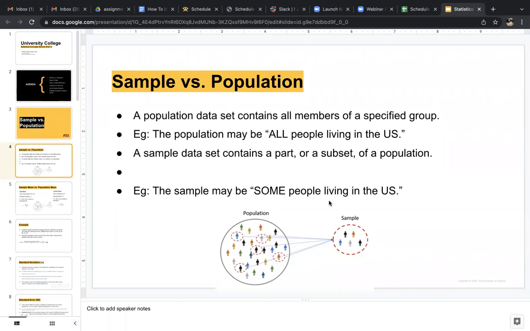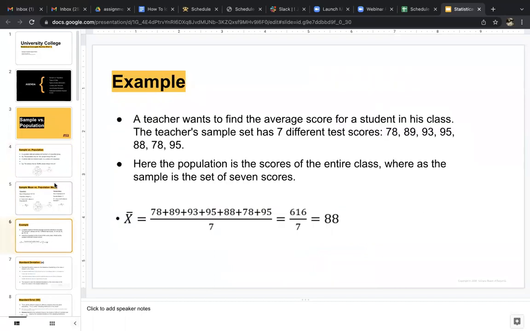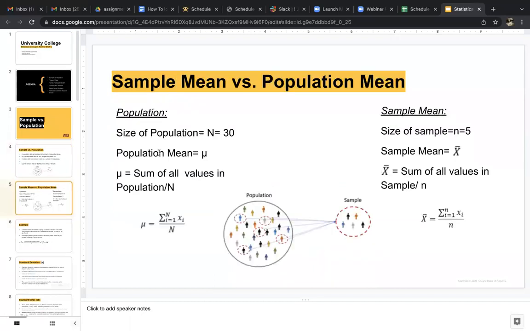The population is a broader view, and the sample is a part of it, a subset of it. Next, what is the sample mean versus the population mean? Mean is the average of all the values in that subset divided by the total number of values in that subset, right?